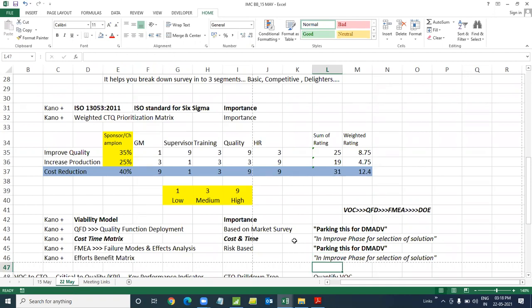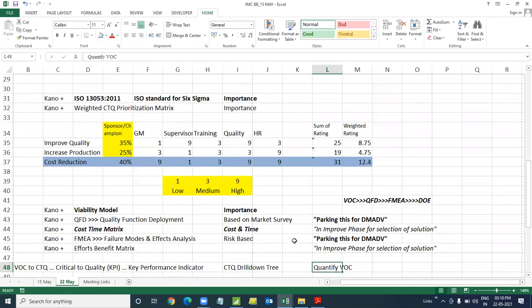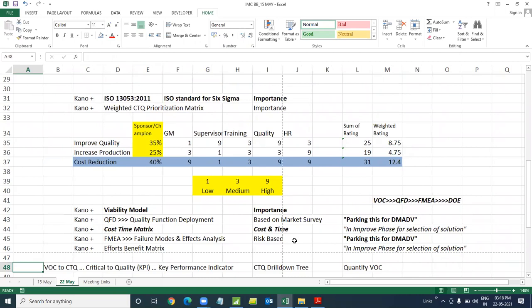But remember, these are just the tools. Without any doubt, they can be used whenever you decide you want to use them. For now, we parked all these. The quality function deployment and FMEA with respect to DMADV, and these two are with respect to improve phase. So we'll be covering it when the phase comes in.